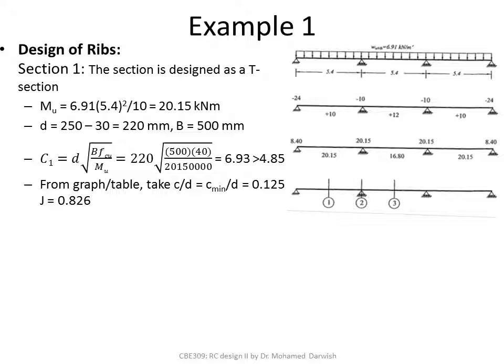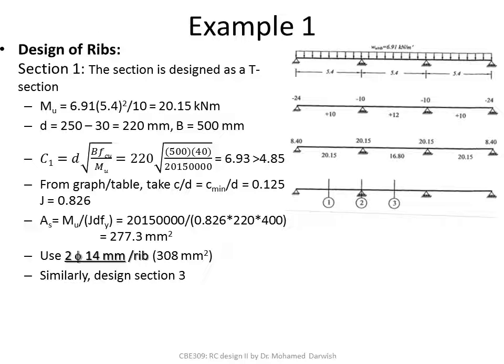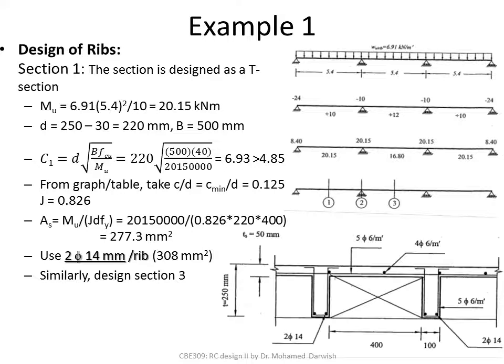If we use the C1J charts, you will get that AS is equal to 277 millimeter square. So you will use 2 diameter 14 millimeter per rib. Similarly, we will design section 3.